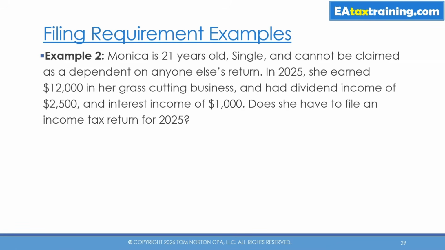Example number 2. Monica is also 21 years old. She's also single and cannot be claimed as a dependent on anyone else's return. In 2025, she also earned $12,000 in her grass cutting business, and she had dividend income of $2,500 and interest income of $1,000. Does she have to file an income tax return for 2025? Well, her situation looks a lot like Joey's. Same amount of income. She's got $12,000 plus $2,500, that's $14,500, plus $1,000 is $15,500.